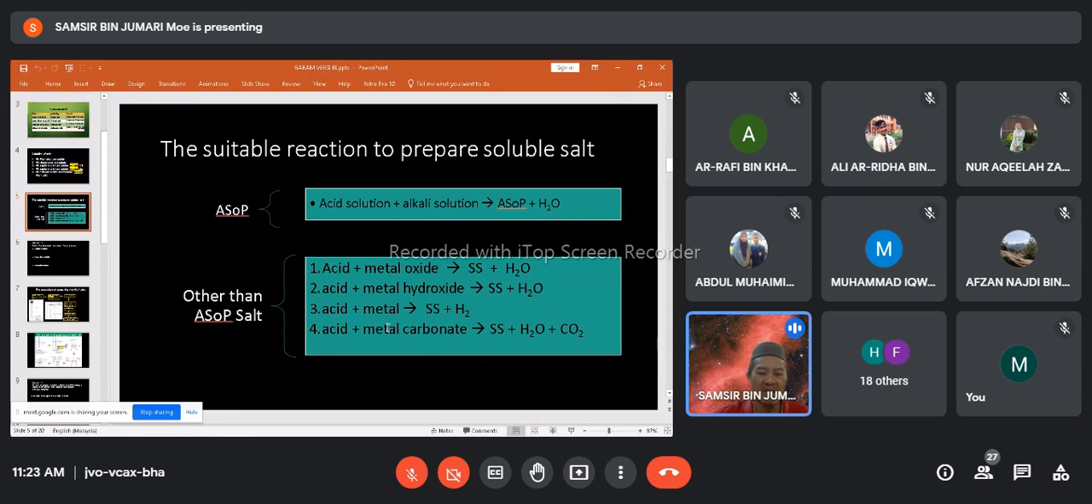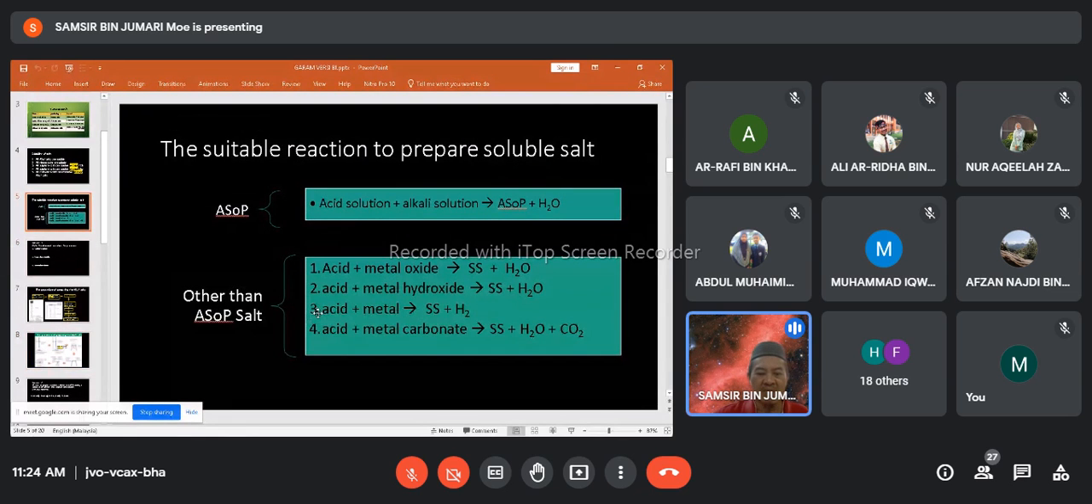Except of the unreactive metal salt solution, for example, copper chloride cannot be prepared by the acid reacting with the copper metal. The rest of the unreactive metals can be prepared by using the reaction of acid and metal oxide, metal hydroxide, metal carbonate. Okay. All right.